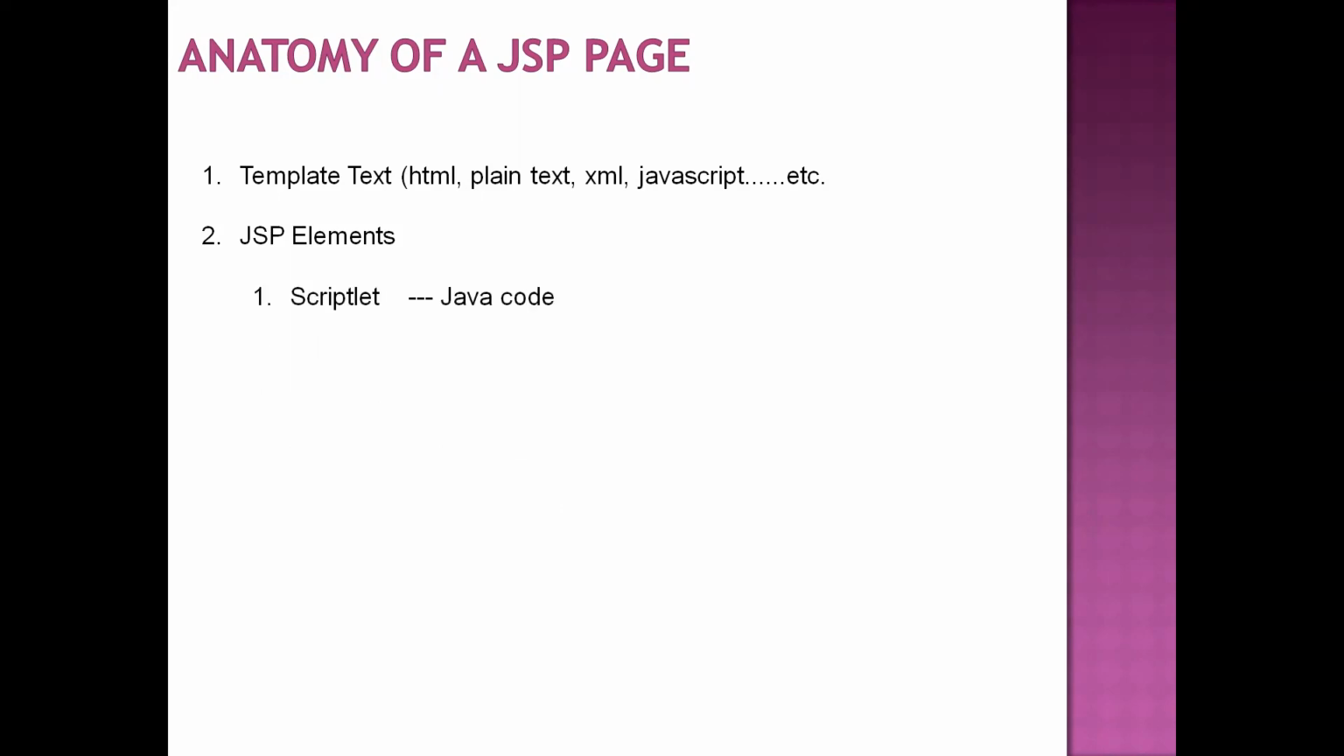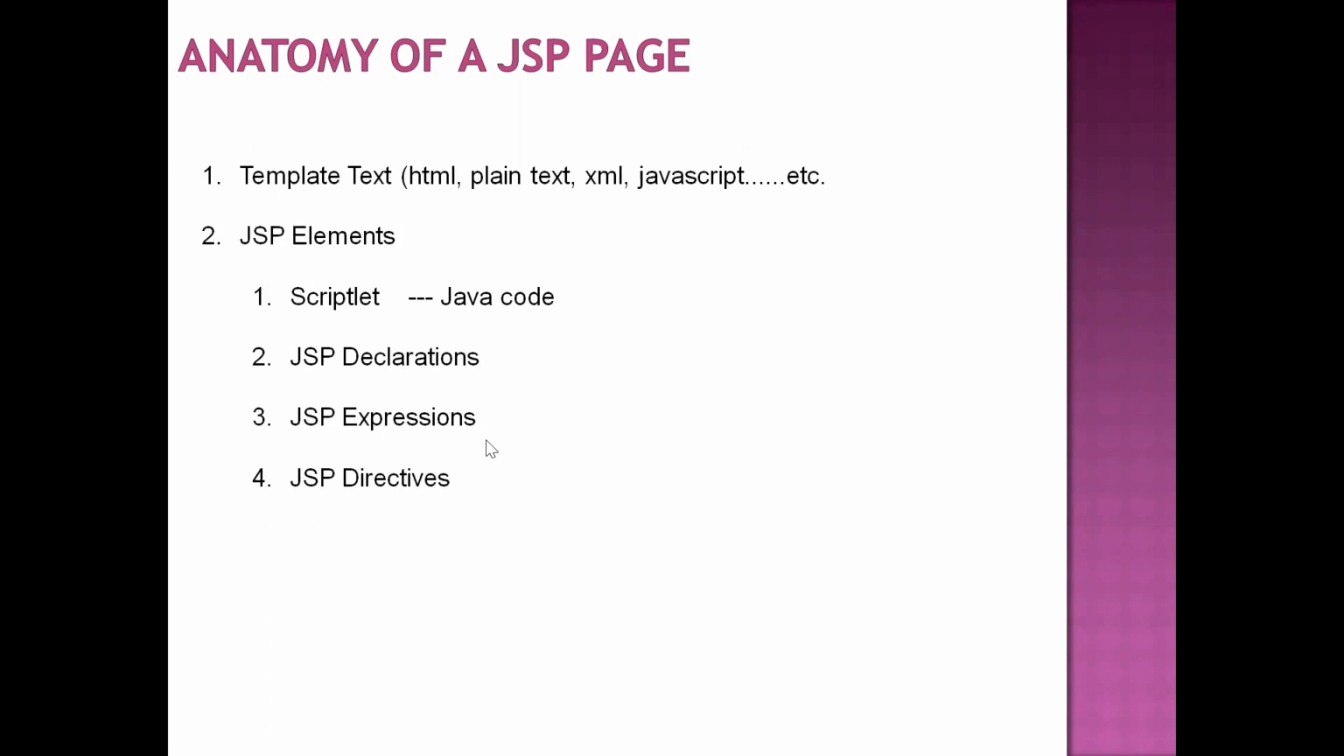The first element is the scriptlet. Next one, JSP declarations. JSP declarations are used for declaring the variables and the functions. The scriptlet part is used for writing the actual request processing code. And then the JSP expressions. If you want to evaluate any expression, we write that under the JSP expression part.